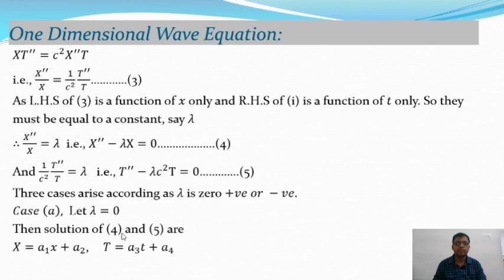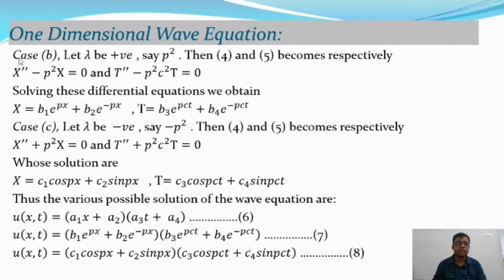Then the solutions of 4 and 5 are, when lambda is equal to 0, x double dash is equal to 0 and t double dash is equal to 0. Therefore x double dash is equal to 0 means x is equal to a1 x plus a2, where a1 and a2 are constants, and t double dash is equal to 0 gives t is equal to a3 t plus a4, where a3 and a4 are constants. So these two are the solutions when lambda is equal to 0.